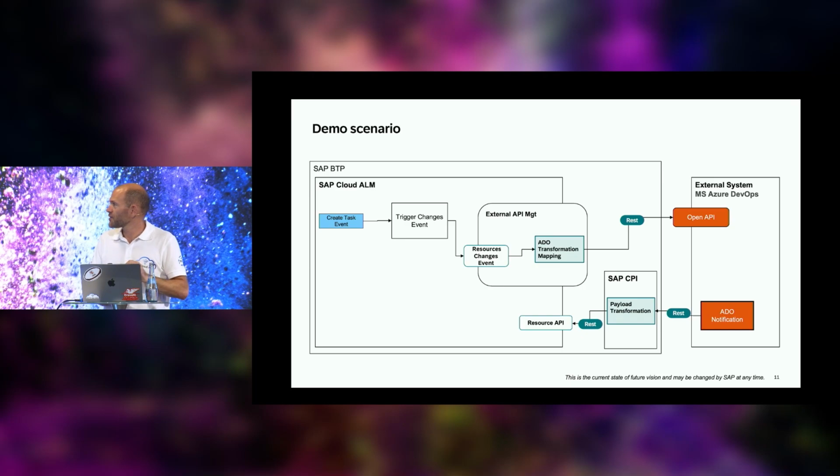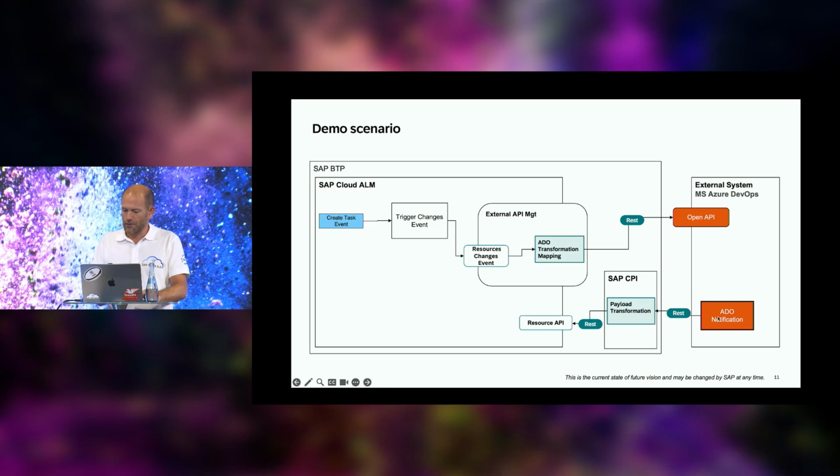So here is the demo scenario. We will create a task in SAP Cloud ALM. It will trigger an event. It will be received by the external API management application. We'll use the Azure DevOps transformation mapping. It will use the open API of Microsoft Azure DevOps and create the task in Azure DevOps. Then I will modify the task in Azure DevOps.